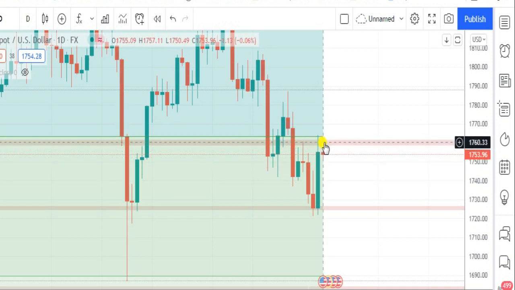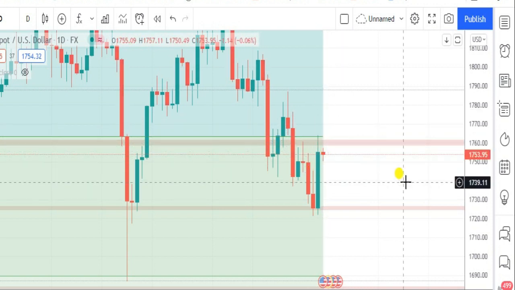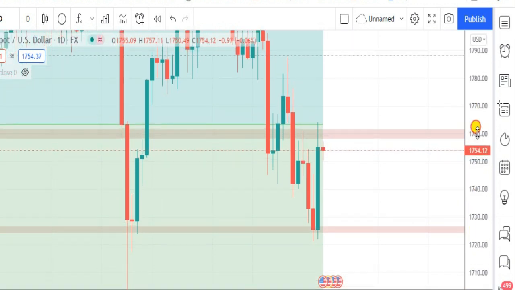But if the market gives a closing above the 1760 level, then you have to look for a buy trade, and also for long-term buy trades. So this is the important level, and this would be the deciding level. Also today there are a few news events. So if the market gives a closing above 1760, then you have to look for a buy trade.